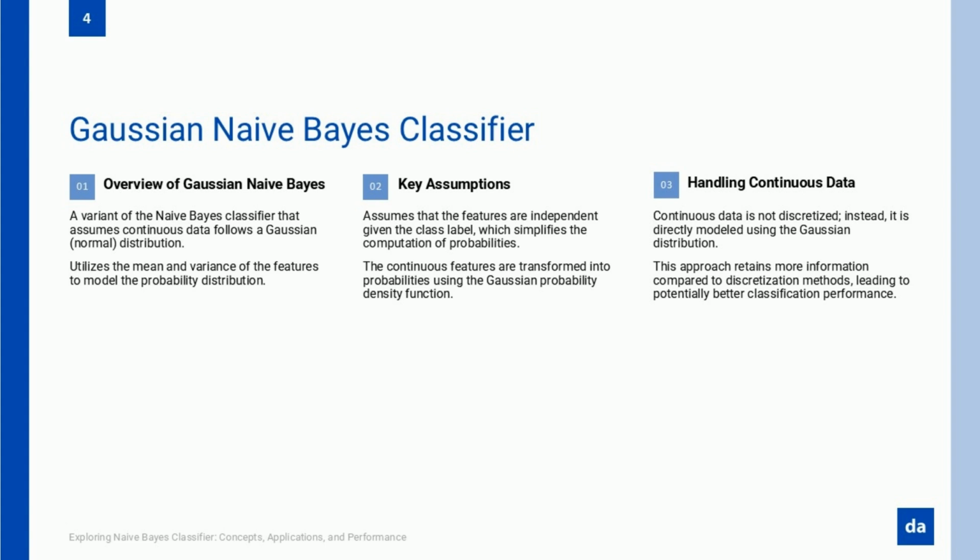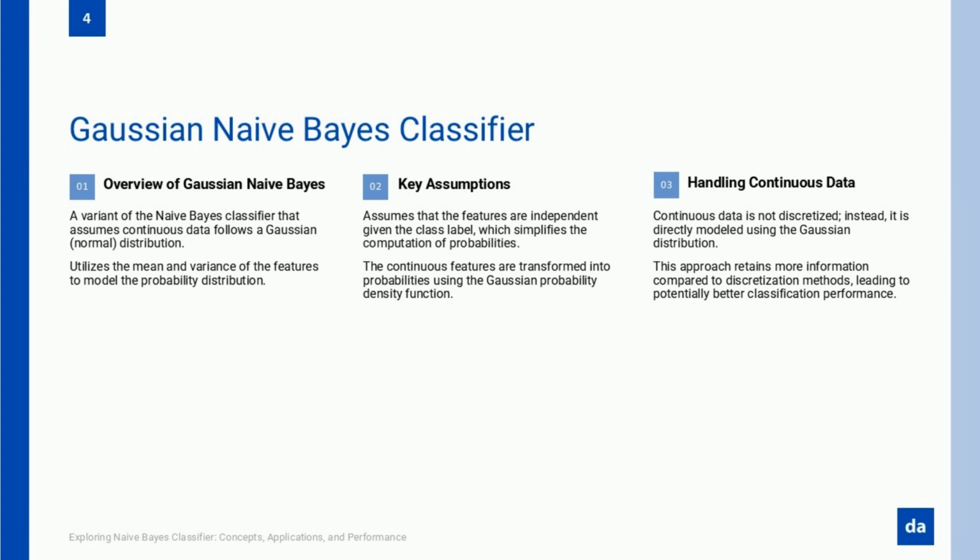For instance, imagine you're classifying whether a patient is healthy or has a condition based on their body temperature. The classifier assumes that body temperature data for healthy people will cluster around a certain mean, forming a bell curve, and the same for people with the condition, but with a different mean and variance. These assumptions make it possible to calculate probabilities quickly and efficiently, even for datasets with continuous variables.